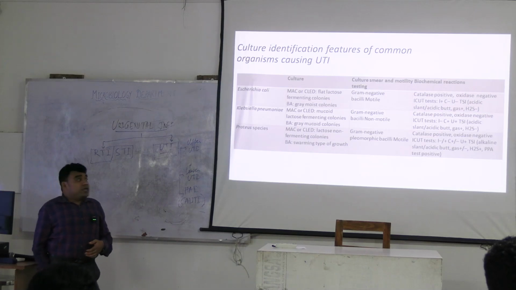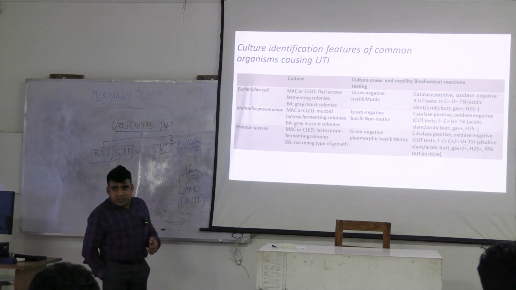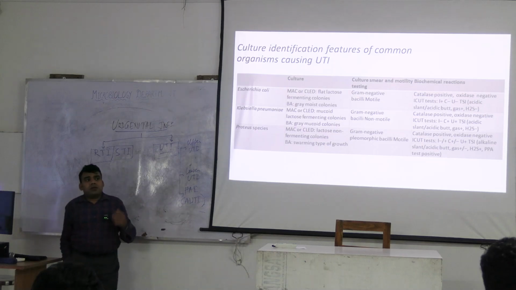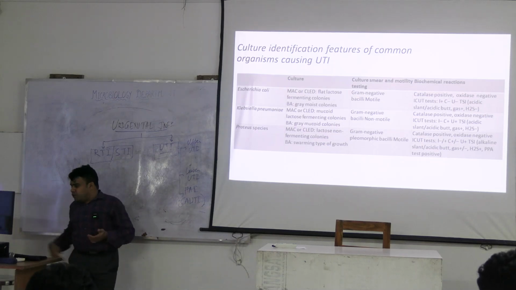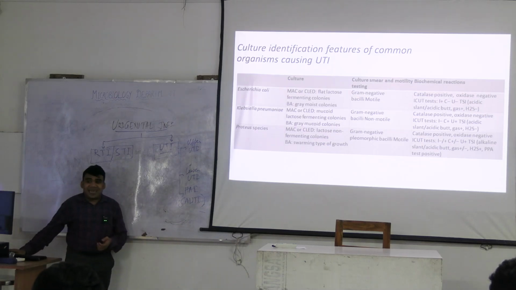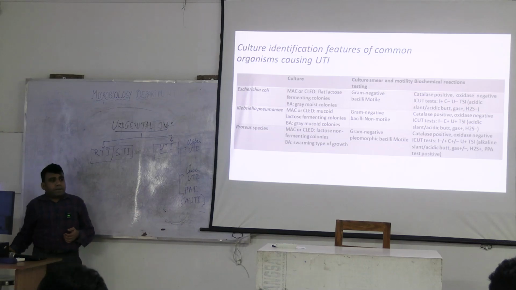which will be negative in case of E. coli. Now, in case of Proteus, it's non-lactose fermenting. That means it will not give pink colored colonies. Rather, it will give translucent colonies, and it will have swarming on blood agar.